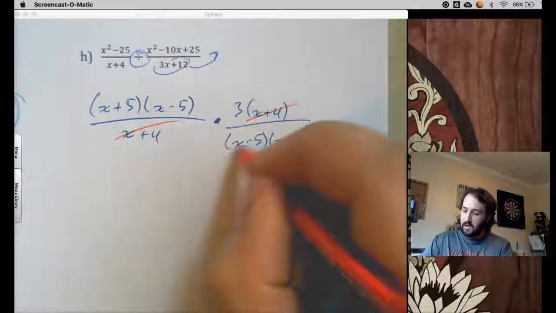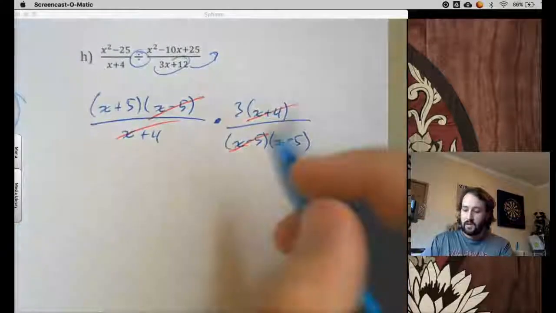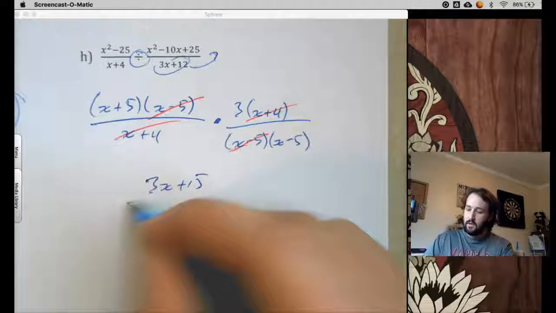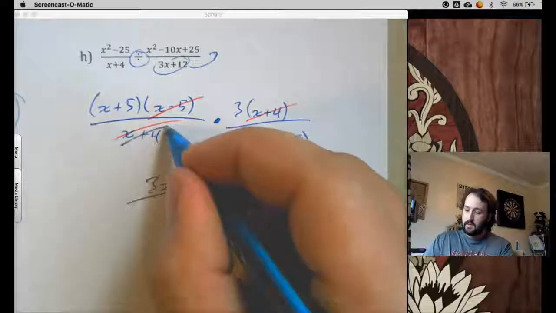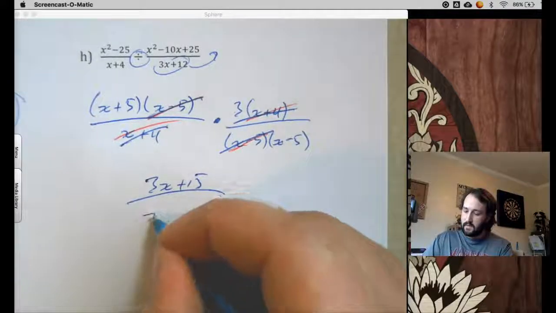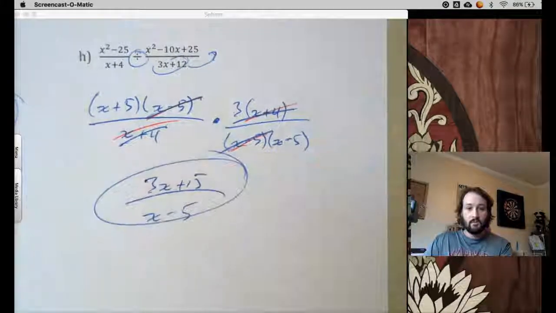So the x minus 5, one of them will go away as well. So now I have 3 times x plus 5, so 3x plus 15, over, that's gone, that's gone, that's gone, that's gone, so just x minus 5 in the denominator. And there it would be reduced.